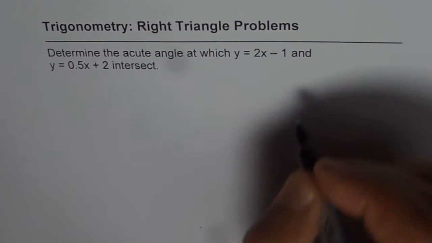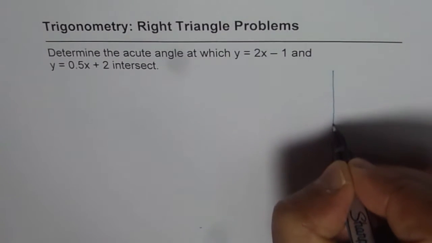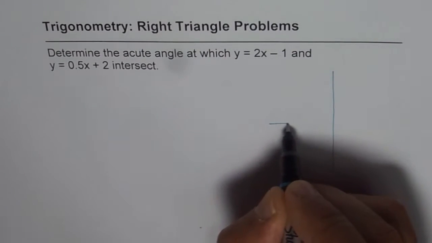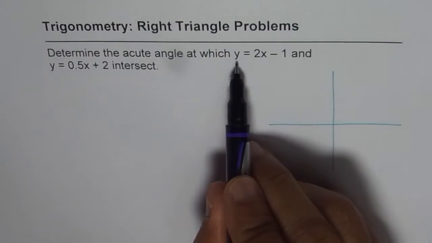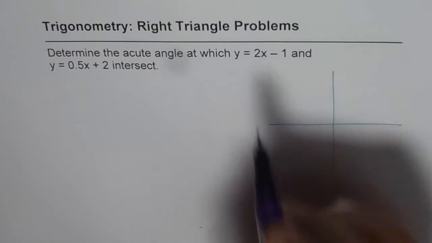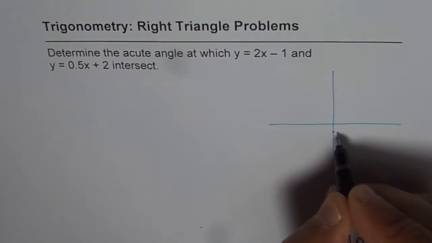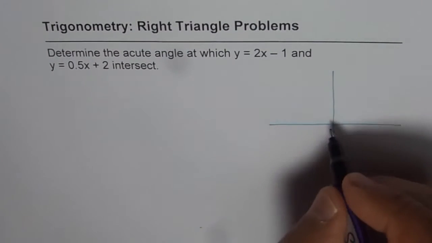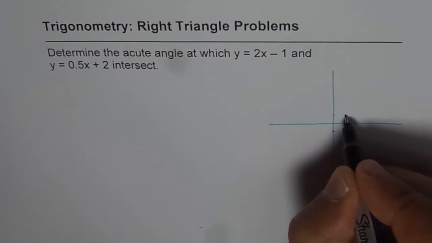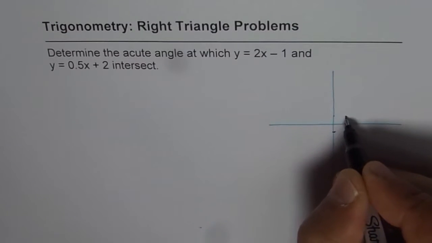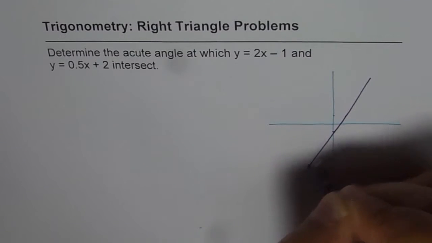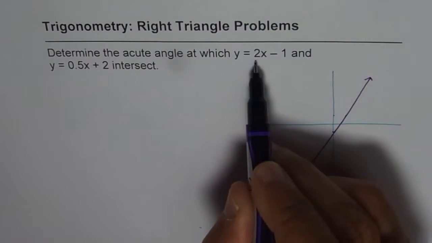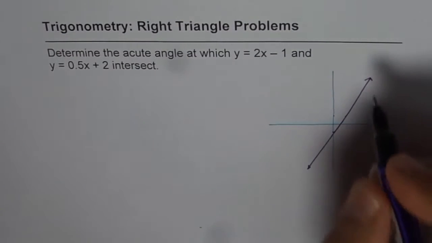Let me first sketch and show what we're trying to figure out. So let us say that is our coordinate axis, and here we are trying to find the angle between the two lines. One of them is 2x minus 1. So if I have to sketch this line, minus 1 is 1 unit here, and when we say slope of 2, we can go 2 units up and 1 unit right. That gives us 2 points, which when joined will give us this line, y equals 2x minus 1. So that is the first line.